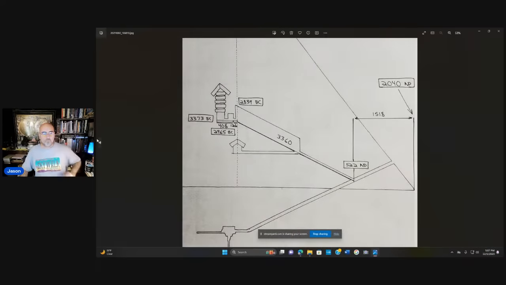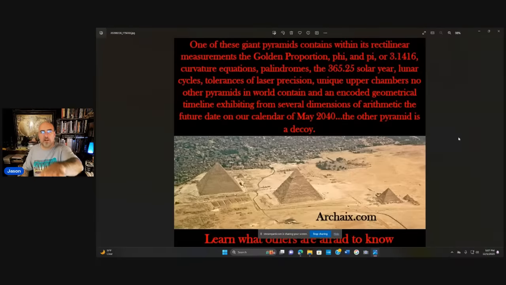Now, first of all, I just made a claim right here. Many published books have already established all these facts about pi, phi, curvature equations, laser precision tolerances. I don't need to prove that. It's already been proven in over 1,000 books in French, German, English, Spanish. This is already widely known.